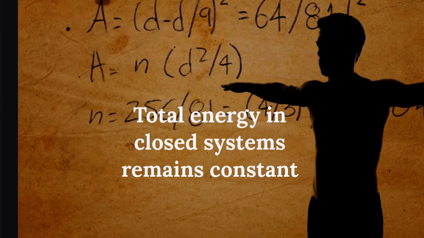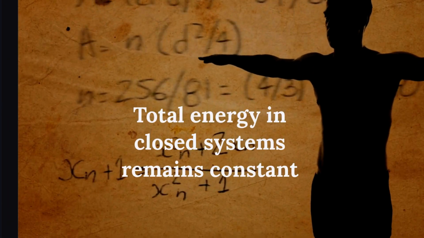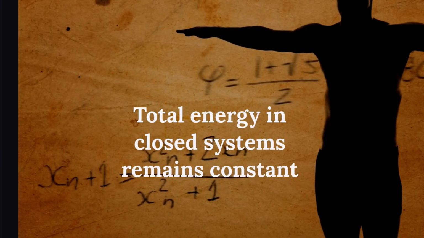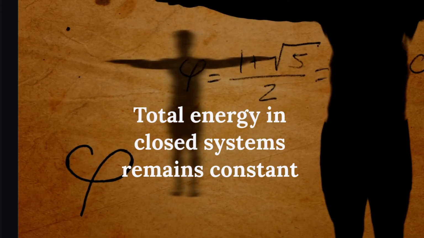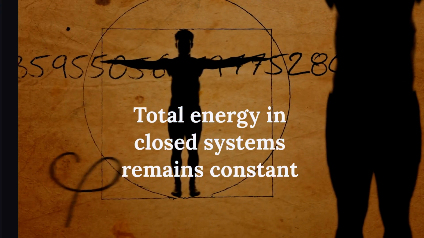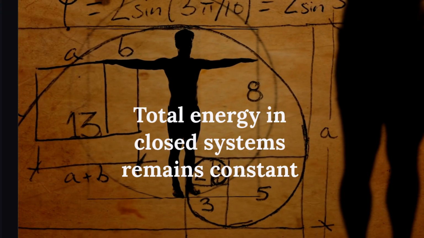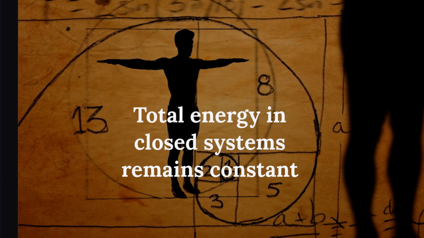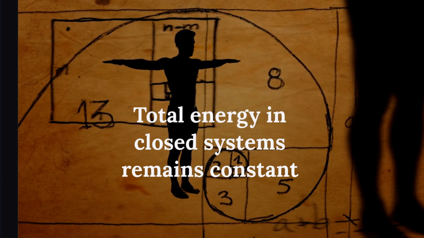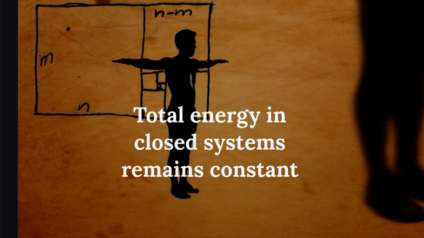In closed systems, total energy remains constant. Energy can transform, like potential to kinetic, but the total does not change. Falling objects illustrate this principle. Initial potential energy converts to kinetic energy. Conservation laws help calculate final speeds and energy states.